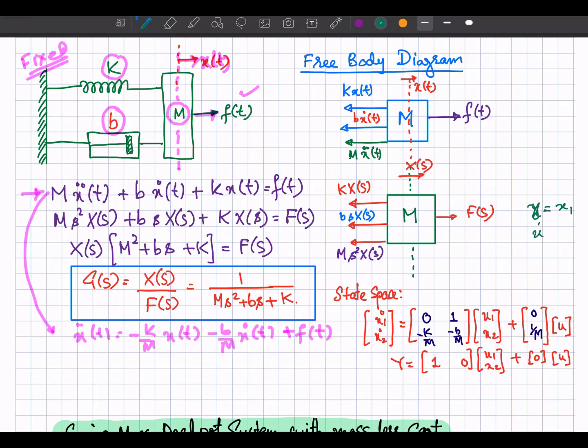So x dot will be equal to x1 dot, let's suppose that is equal to x2, right? And x2 dot will be equal to x1 double dot, that will be equal to x2 dot. So I can write this x double dot like x2 dot, and that will be equal to minus k by m x of t, which is x1, so x1, minus b by m x dot t. So x dot t, from here you can write it x2.